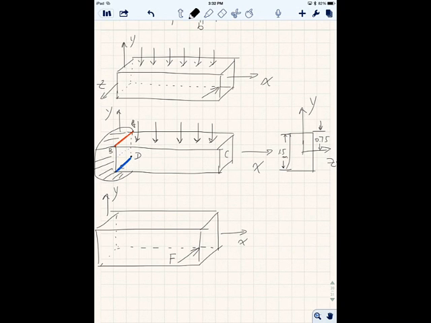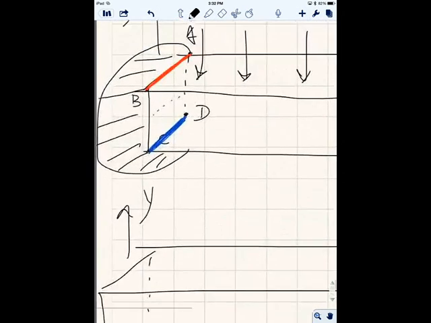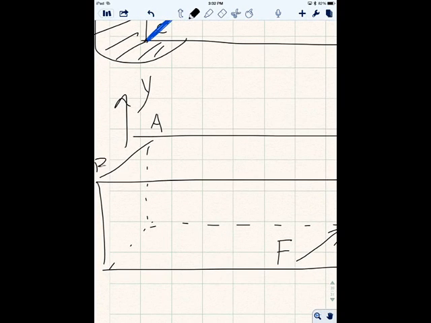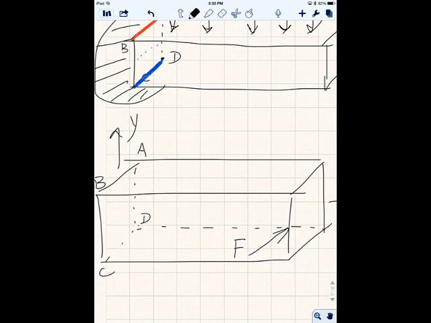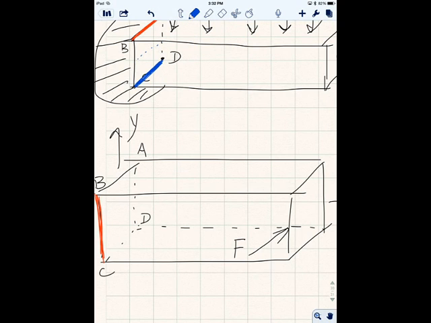Now, I still say I have points A, B, C, D. So in this case, on the force that's pushing into the wall, the maximum positive tensile stress will be at BC, right? And how about compressive? Should be AD, right? All right.